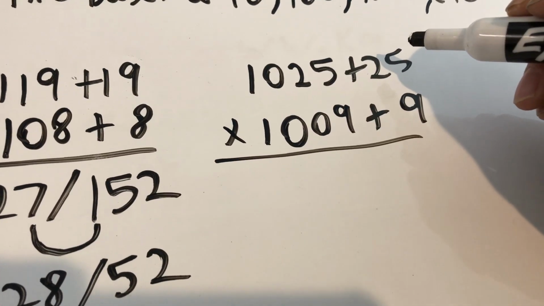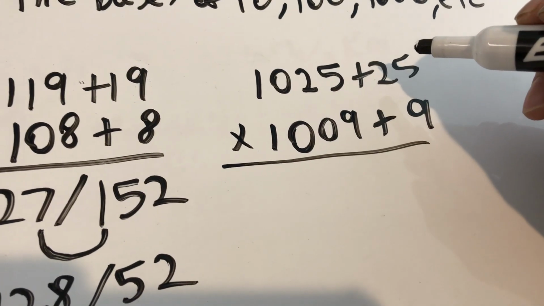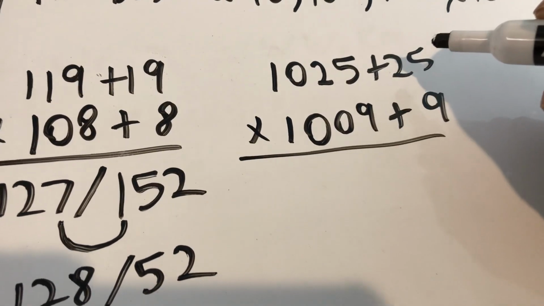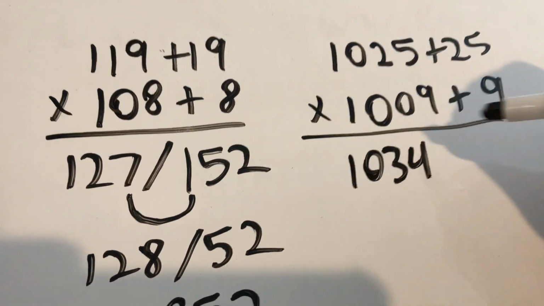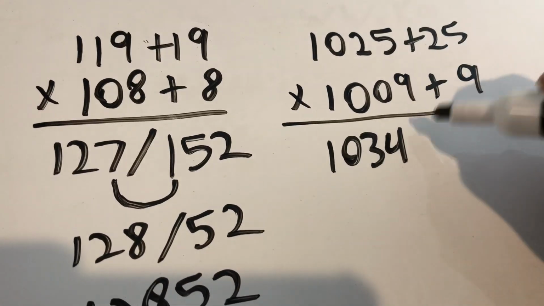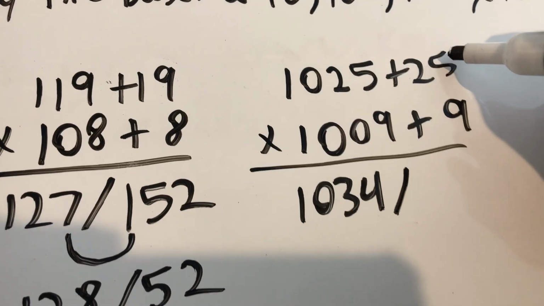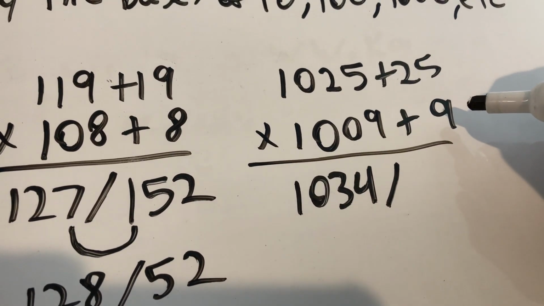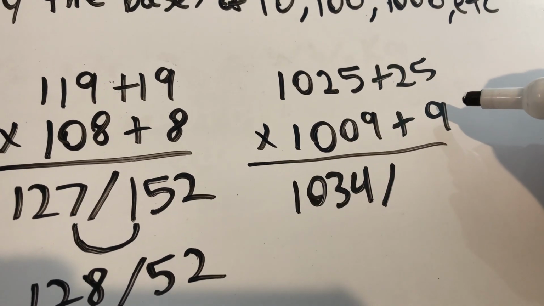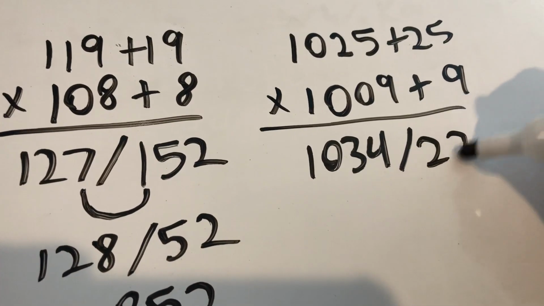Excuse me, I'm sorry, 1,034. Either way, it's 1,034. My apologies. So you can write 1,034 over here. Next step is to multiply 25 times 9, which equals 225. So you got 225 right here.